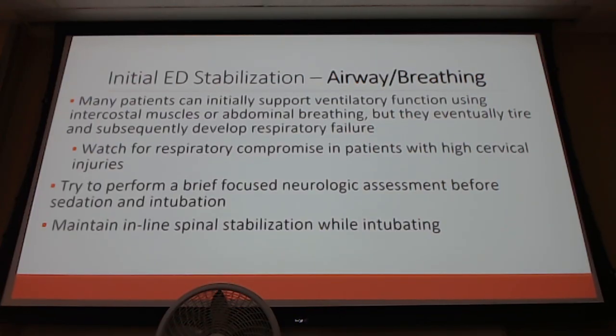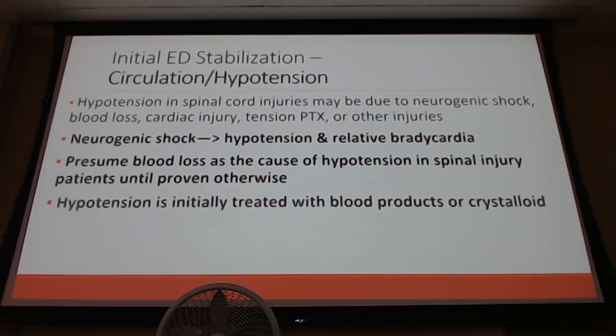And then you'll notice that initially they can compensate, so they can have abdominal breathing, they can use intercostal muscles, but they eventually tire out, which is why we need to identify this quickly and decide whether we need to secure their airway or intubate them. And when we intubate anybody with a C-collar, we need to maintain manual inline stabilization. So that's when you'll have somebody holding manual stabilization while you intubate in case you have to manipulate or move the patient at all.